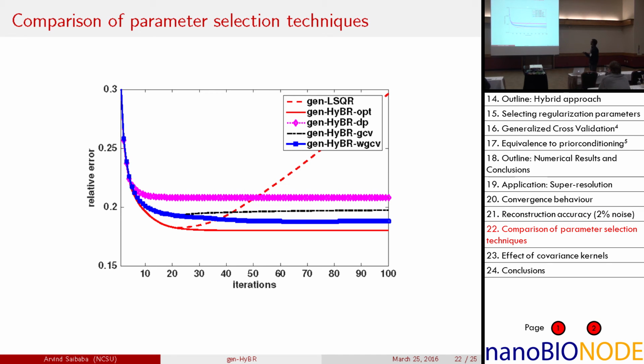Now I'm going to compare different parameter selection methods. Again, the solid line is the generalized hybrid method with optimal parameter, and this is the best that you can hope to get. But of course, we don't know what the noise is. The dashed line corresponds to the one with lambda equals 0, and we adapted our approach to different parameter selection techniques: the discrepancy principle, the generalized cross-validation, and the weighted generalized cross-validation. So there's an additional omega parameter there. And we found that it was the closest to the optimal parameter selection process.